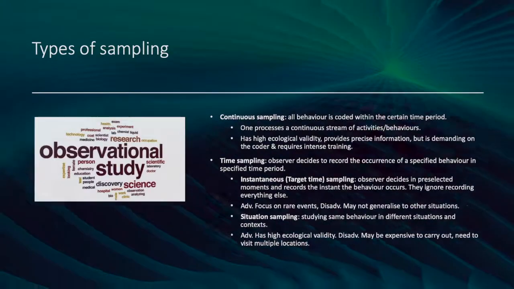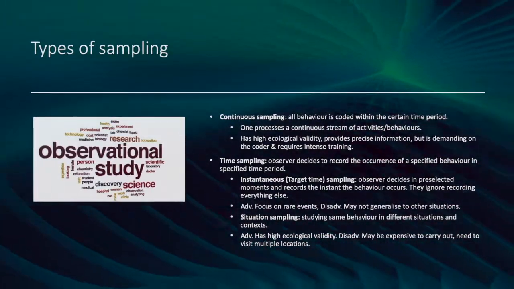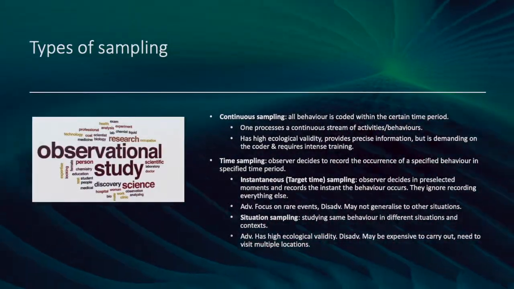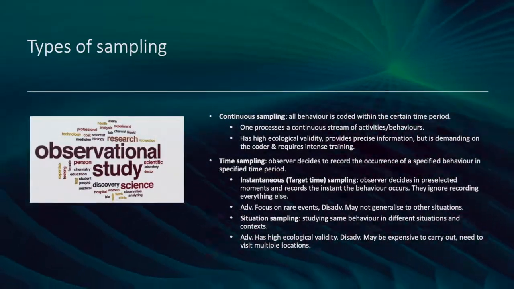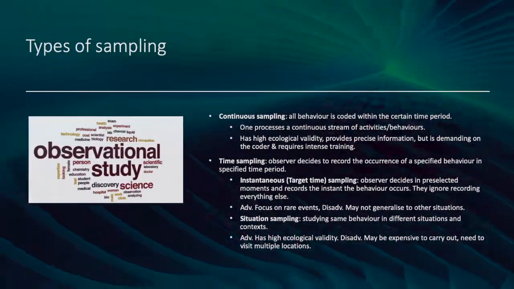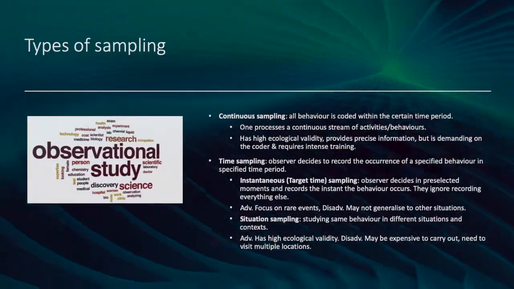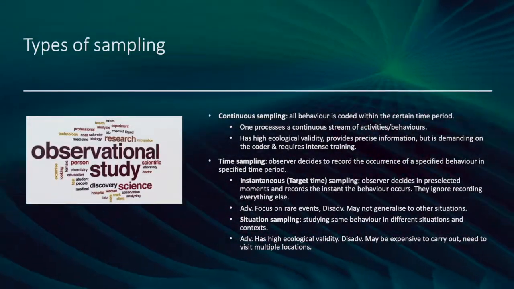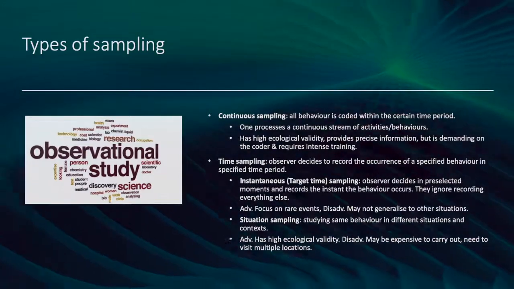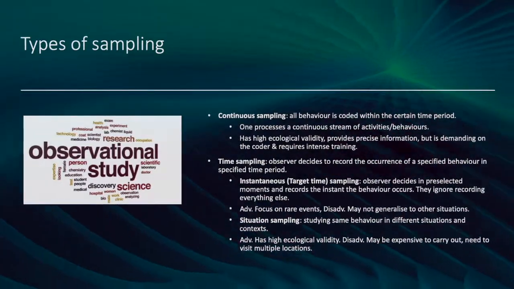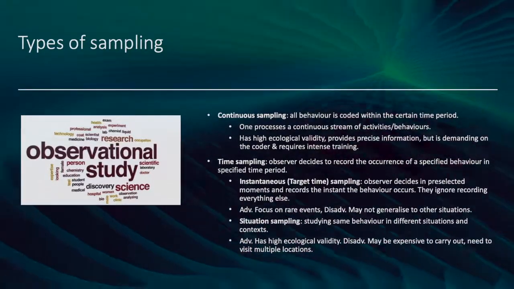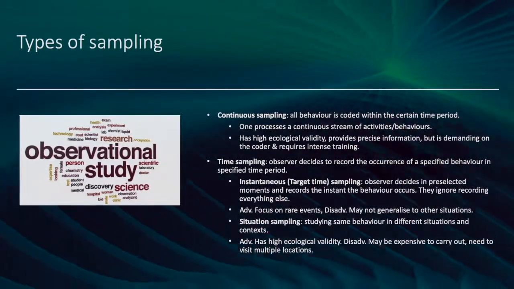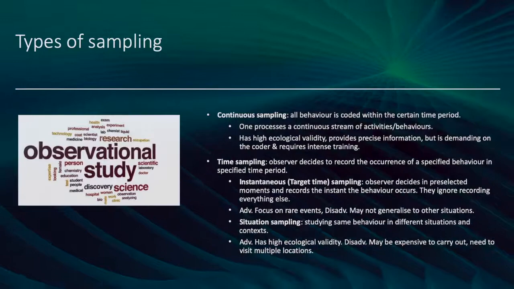There are two different types of time sampling, which includes instantaneous or target time sampling, whereby the observer decides to record in pre-selected moments and they record the instant the behavior occurs. They ignore recording everything else. Advantages of this include that it focuses on rare events, but disadvantages include that it may not be able to generalize to other situations.